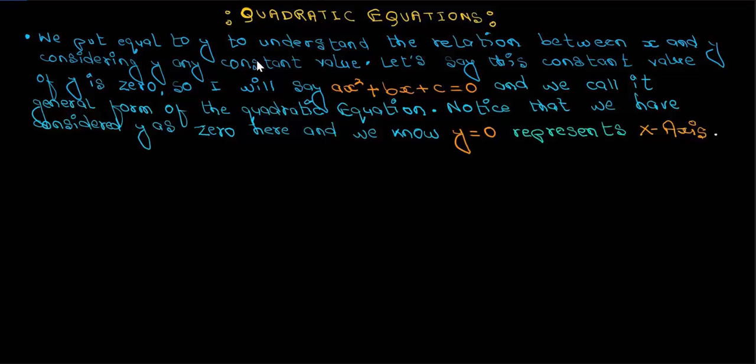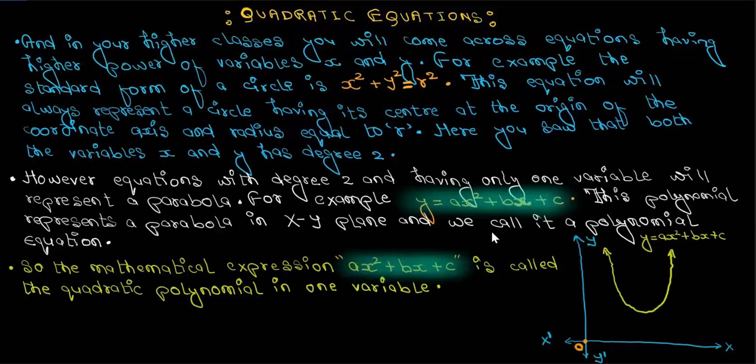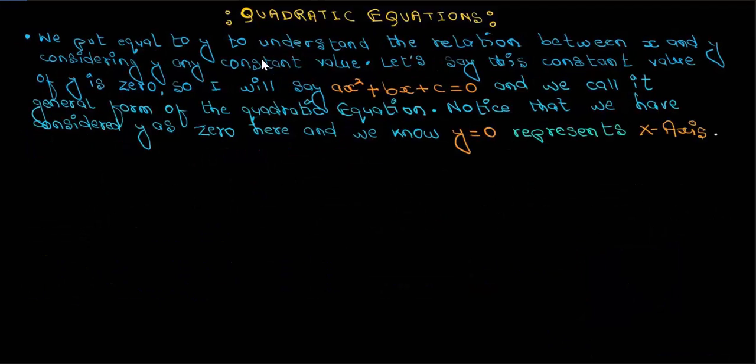We put the polynomial equal to y to understand the relation between x and y. For example, here we have considered this polynomial equal to y. We put it equal to y, considering y any constant value. Let's say this constant value of y is 0. So I will say that ax square plus bx plus c is equal to 0. I have considered y as 0 and we call it the general form of the quadratic equation.